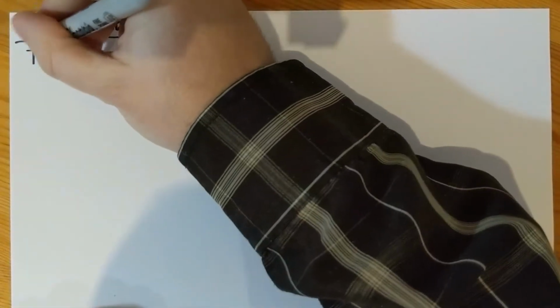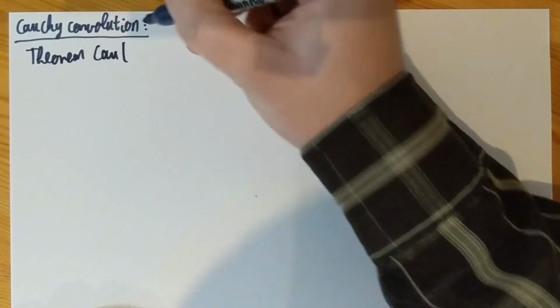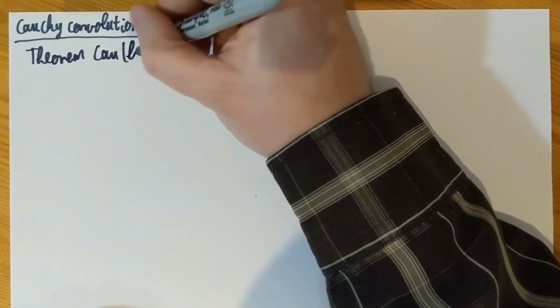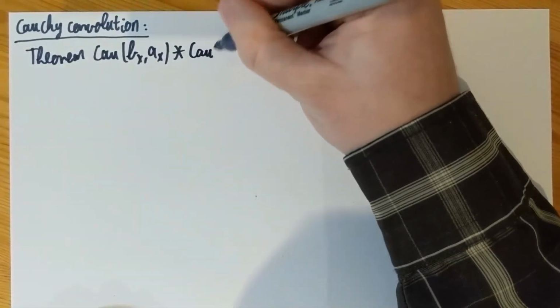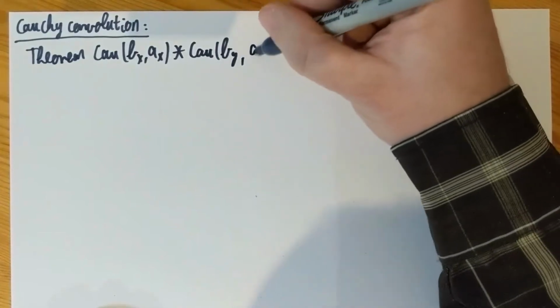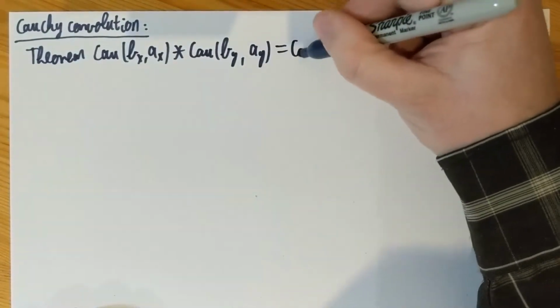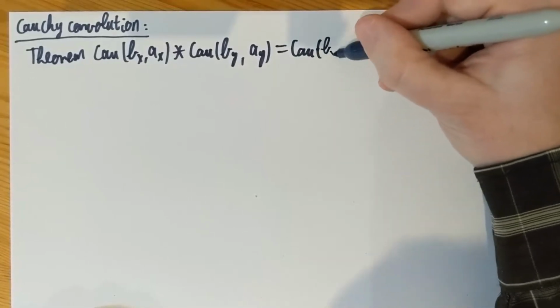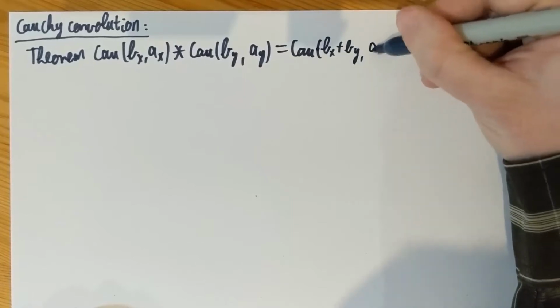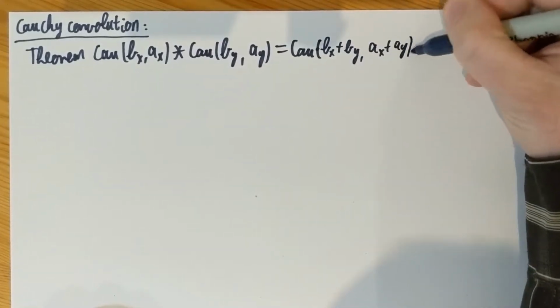So now I can show you how to convolve two Cauchy random variables. Theorem: Cauchy of bx and ax convolved with Cauchy of by and ay is Cauchy of parameters bx plus by and ax plus ay.